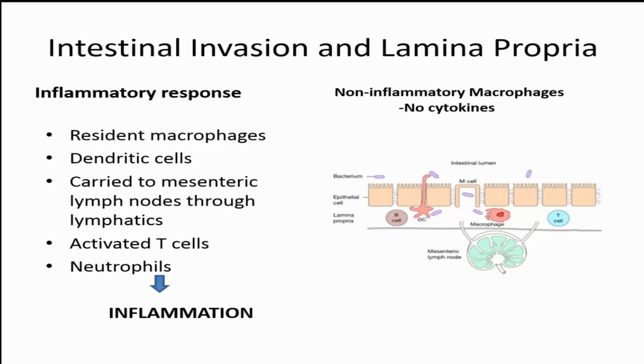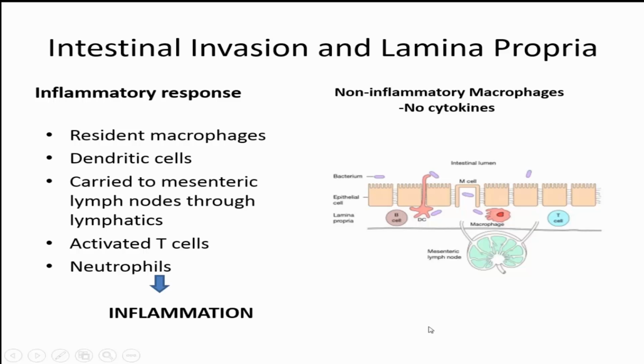All right. So say there is an intestinal invasion or a pathogen. If you see here in the intestinal unit, there is a bacteria. That bacteria is going to come across macrophages and dendritic cells that are going to sense that there is danger. These are going to be carried to the mesenteric lymph nodes through lymphatics, and in there, they are going to activate the T cells and bring in neutrophils and cause the inflammation that's needed to fight that infection off.